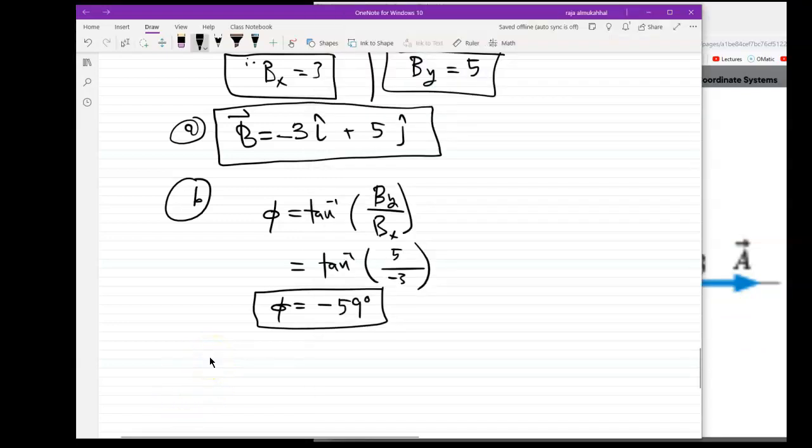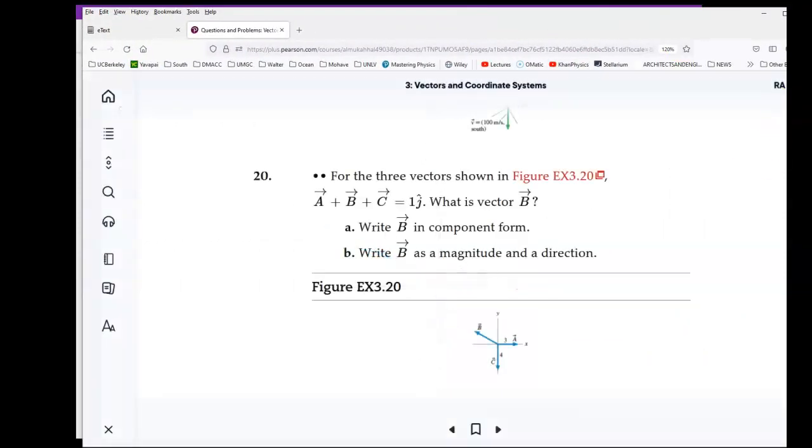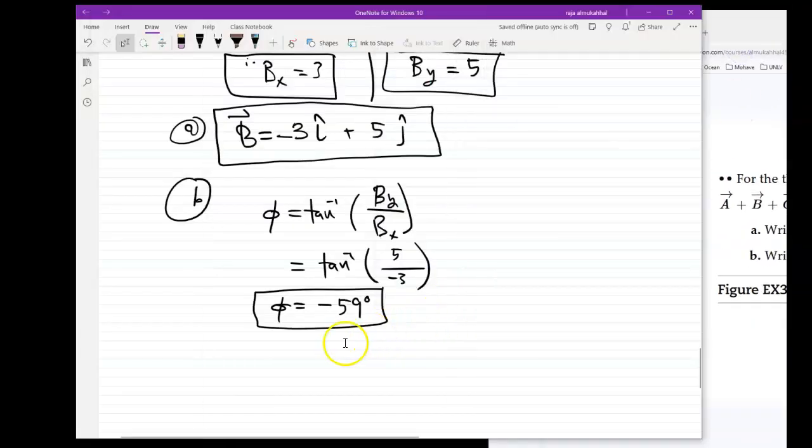And then, what did you say? Okay. So he said represent it in terms of magnitude and direction. Well, this is the direction right here, guys. So this is the direction right here.